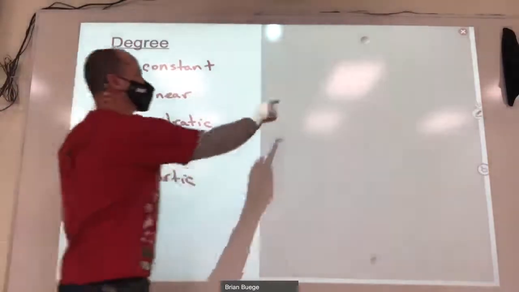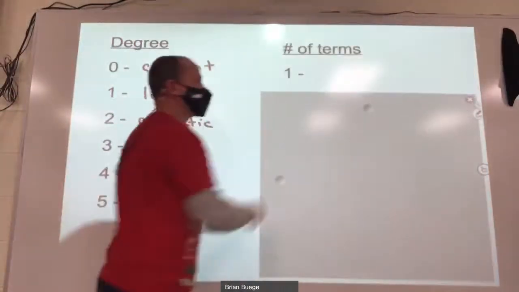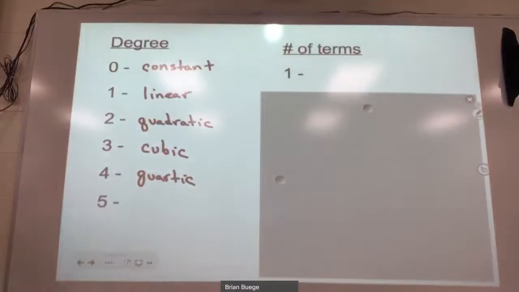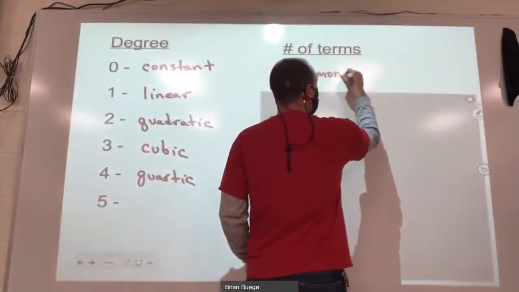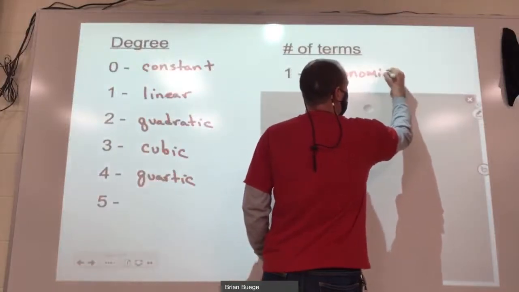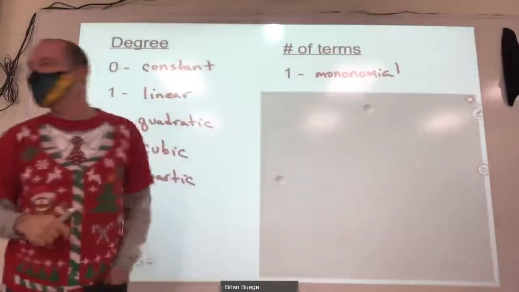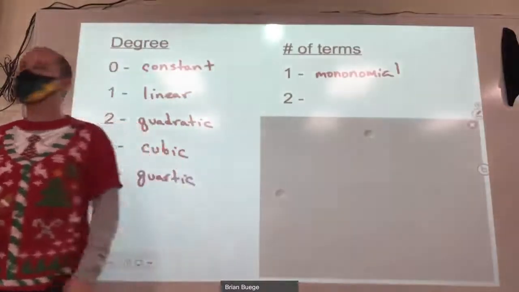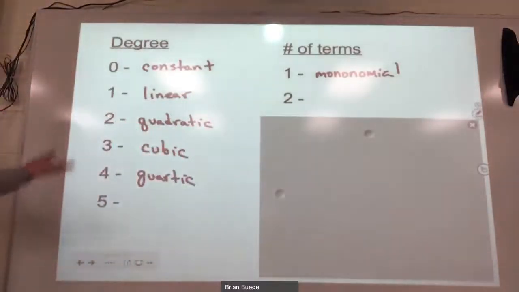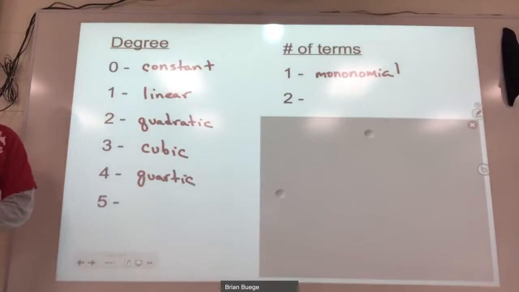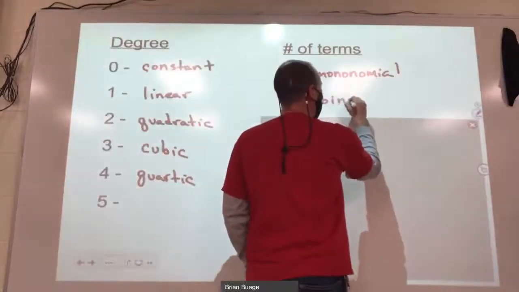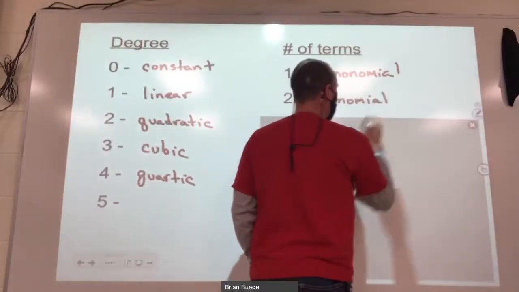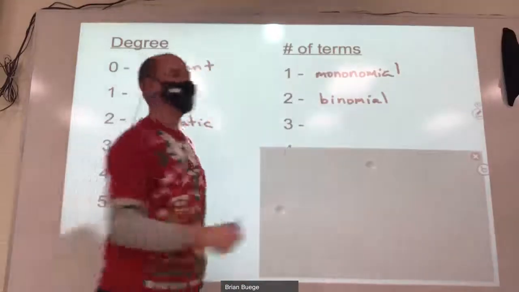Okay. So the second part of this is how many terms do I have? Okay, we're going to put this together. We already talked about number 1. If there's only one term, it is called a monomial. Okay. Mono meaning 1. If it is 2 terms, like x plus 5, what do you think 2 terms is called? That's a binomial. Okay, bi meaning 2. And therefore, what do you think 3 terms is called? That is a trinomial. Okay.